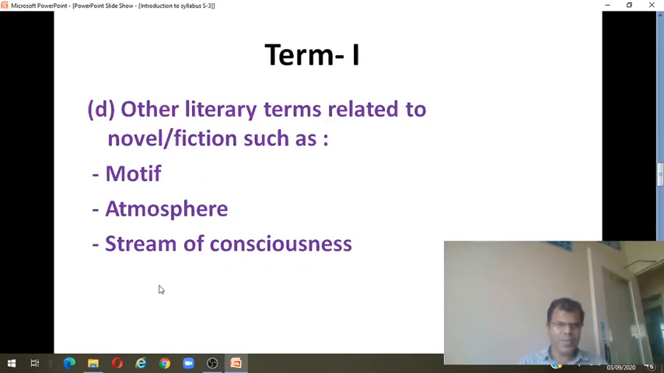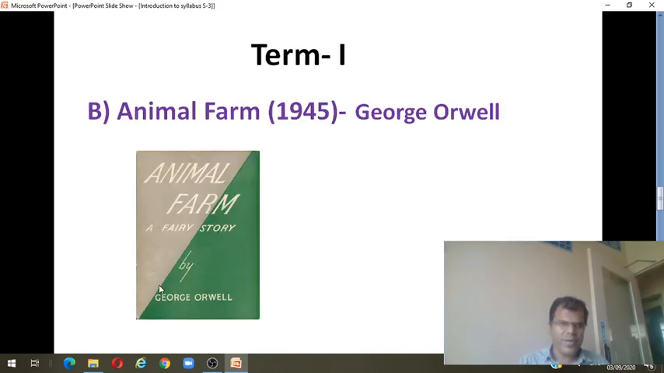In addition to all these types and literary terms, we are also going to study other literary terms that are related to novels. For example, motifs, atmosphere, stream of consciousness, and so on. In the first term, we have to study the only novel entitled Animal Farm. This novel was published in 1945 and has been written by the famous novelist of the 20th century, Mr. George Orwell.